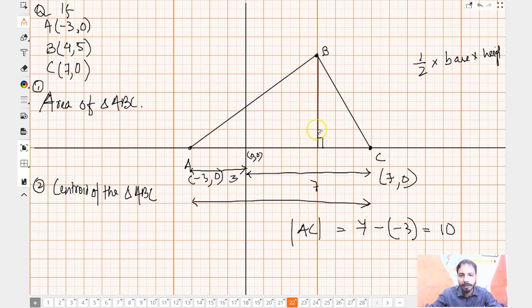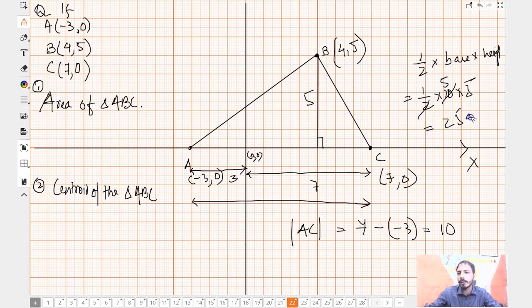Now this altitude. If you see properly, this is the perpendicular distance of this point B from the x-axis, and that is nothing but the ordinate of this point. What is the ordinate of this point? 5. So this length is 5. So we just put the values: half into 10 into 5. So this is 5 and 5, that is 25 square units. So the answer is 25 square units, the area of this triangle.